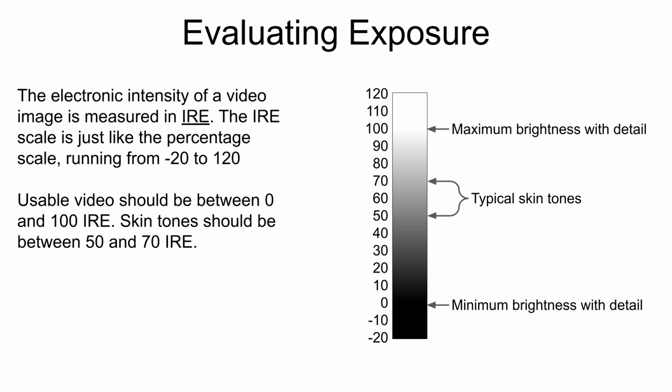If your signal is darker than 0 IRE, there is no detail. It's just a pool of black. Likewise, if your signal is brighter than 100 IRE, there is no detail. It's just a pool of white. So between 0 and 100 IRE is where we want to keep the brightness range. And just as a reference, skin tone is around 50 to 70 IRE, depending on just how light or dark your skin tone happens to be.